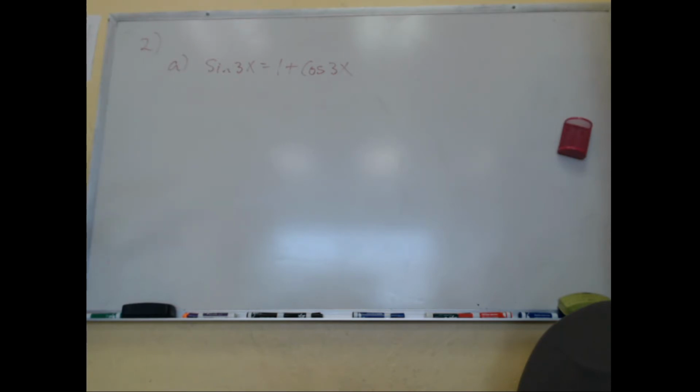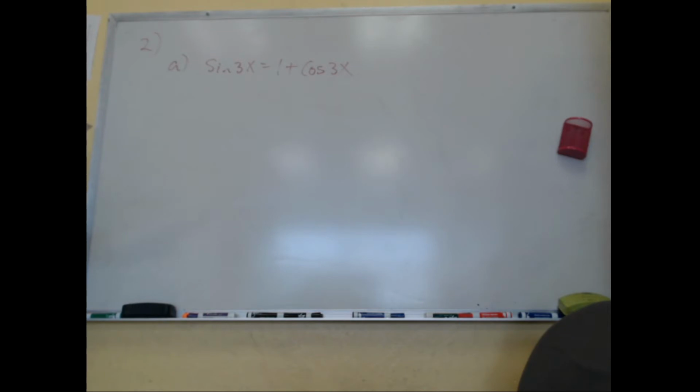Identity maybe? Perhaps, if we squared everything. Try to square it? Yeah, we can square it. But then you'll have the identity, plus 2 cosine 3x. Right, what are you going to do with that?